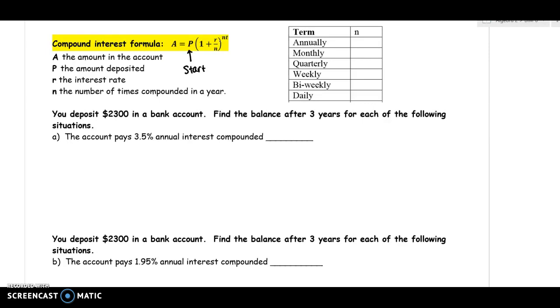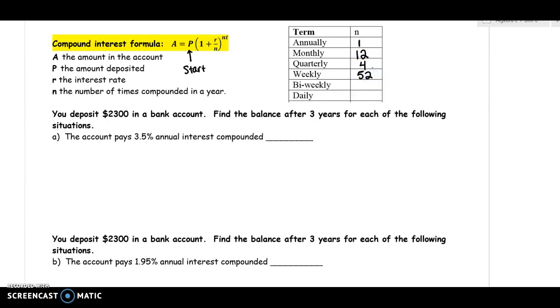N is the number of times the interest is compounded each year. So if they say it's compounded annually, then n would be 1 because that's compounded once per year. Monthly, there are 12 months in a year, so n would be 12. Quarterly, think about quarters. There's 4 quarters in a dollar, there's 4 quarters in a year, so 4 quarters in a year. Weekly, there are 52 weeks in a year.